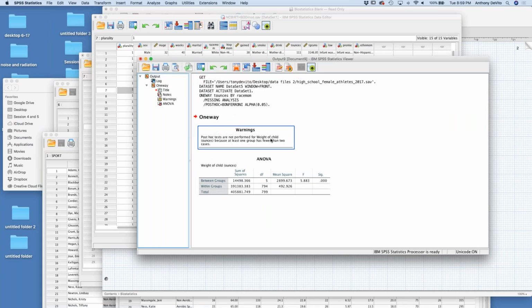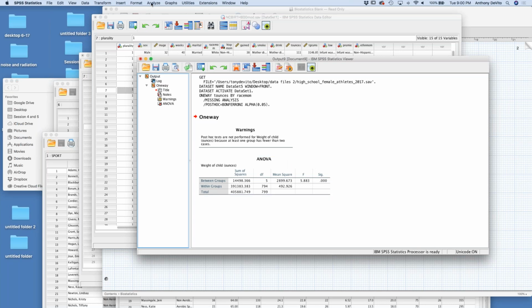Okay, warning: post hoc not performed for weight of child because at least one group has fewer than 2 cases. Okay, so we have a little bit of a problem. One of the groups has fewer than 2 cases, and we could actually look up to see what that one is, and we could remove it. Okay, so degrees of freedom, so actually used only between groups. I think we'd only use 6 of the groups. So the significance is less than 0.05.